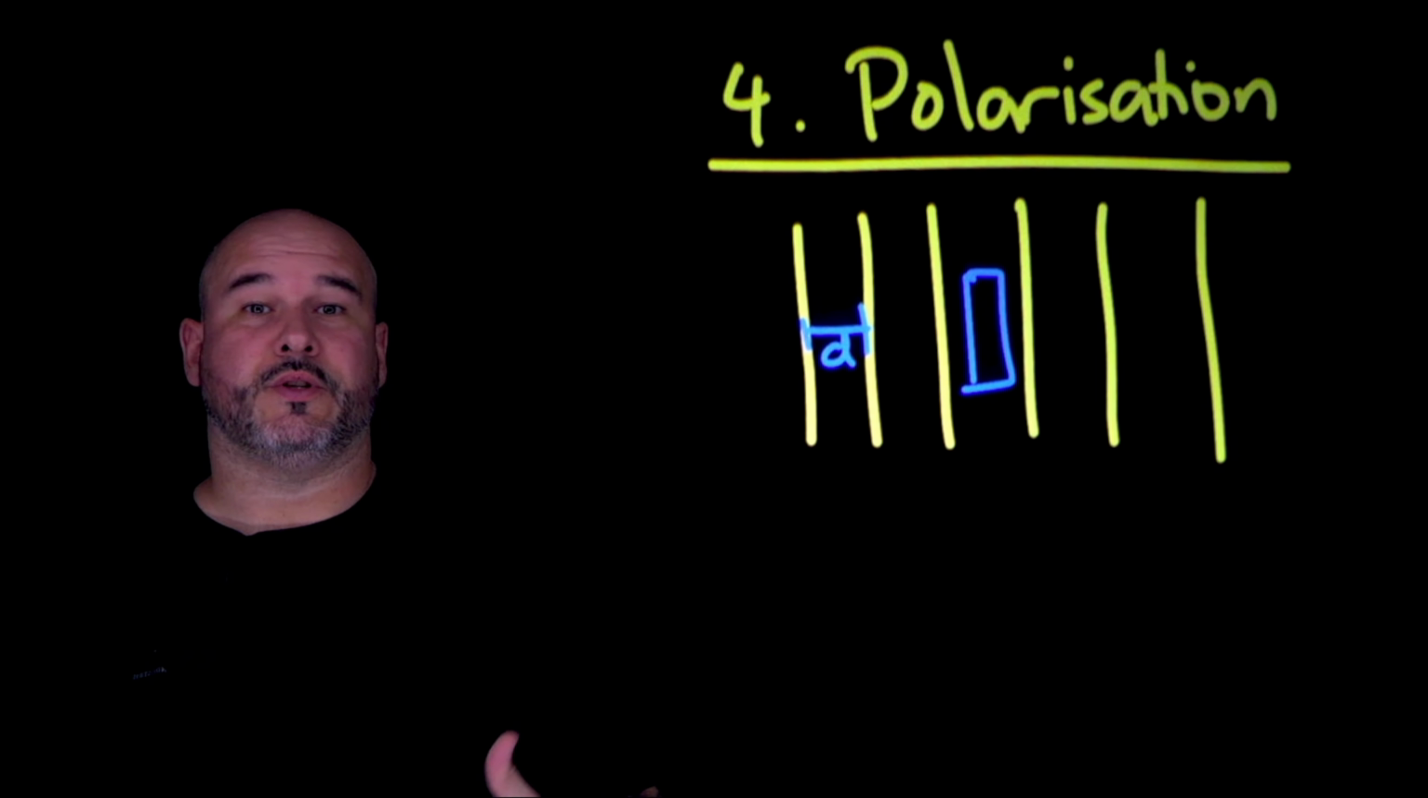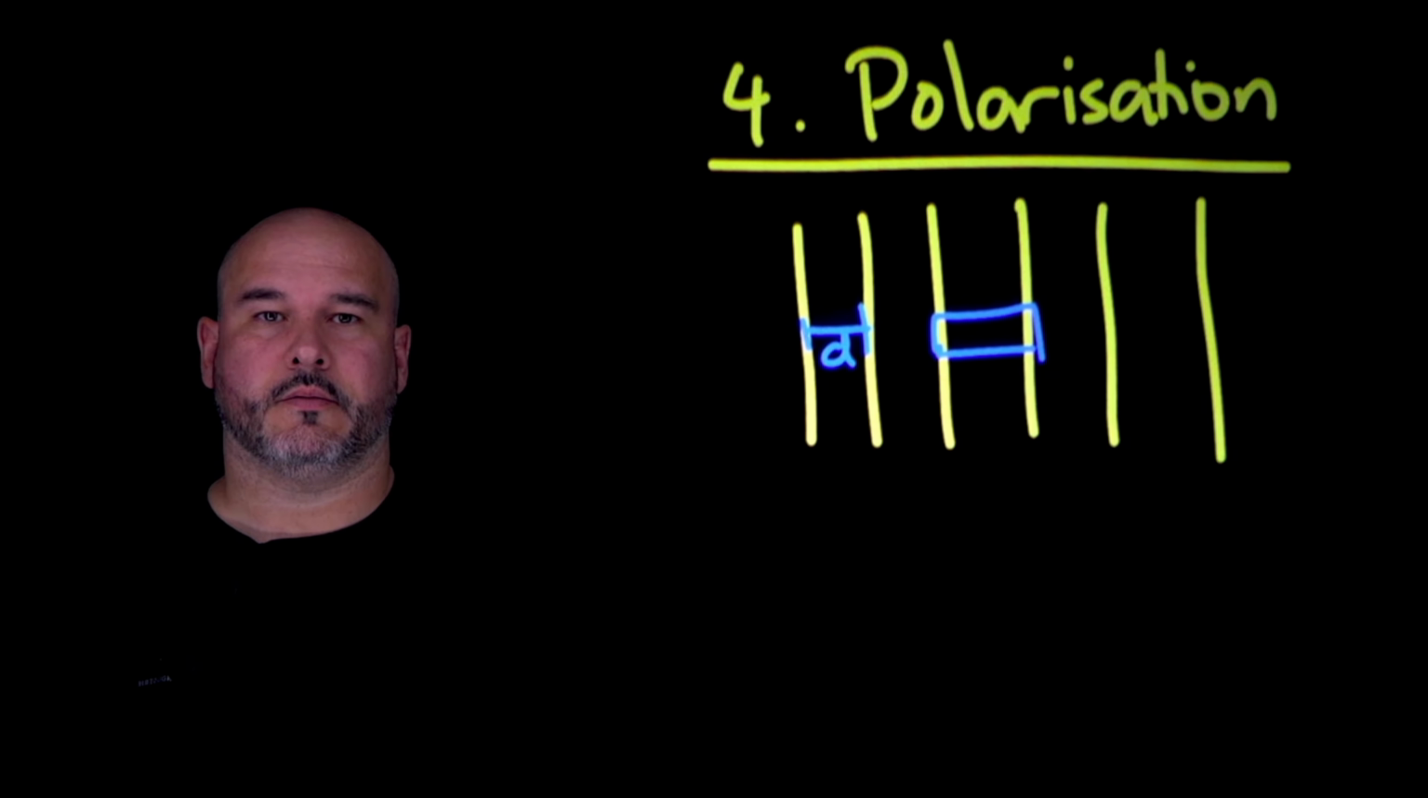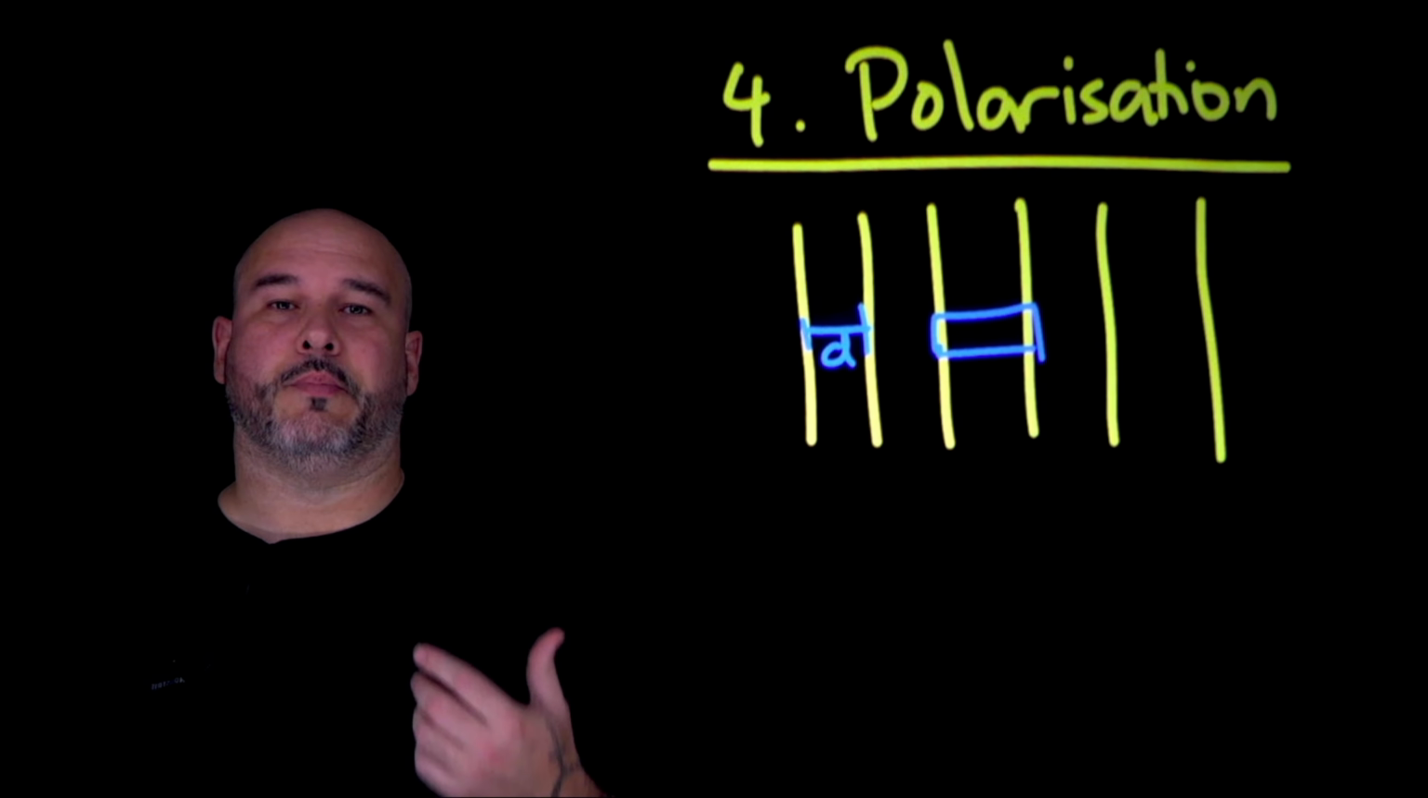But what if the corpuscle's rotated 90 degrees? Now we see the corpuscle is actually too wide and it can't make it through the gap, so it's blocked. And this was Newton's explanation on how the corpuscular model of light could account for polarization. Corpuscles are not perfectly spherical. Corpuscles have sides.